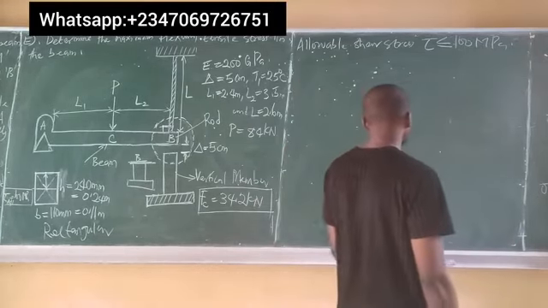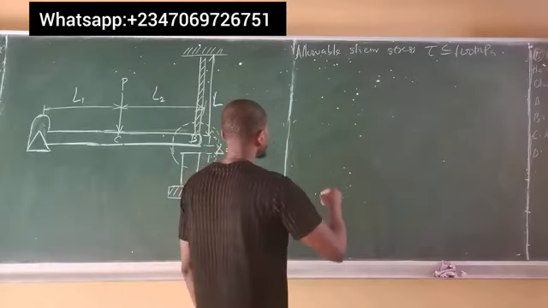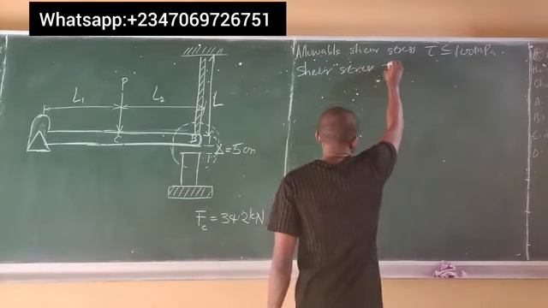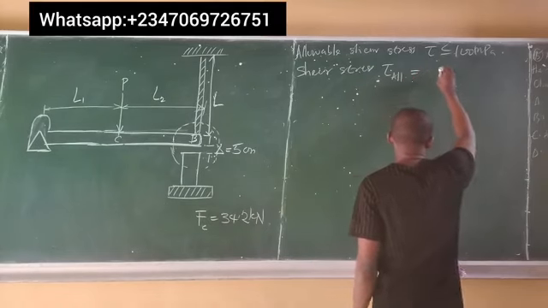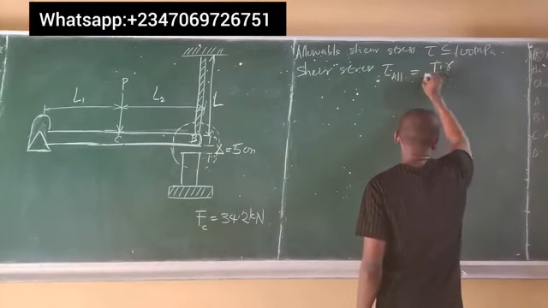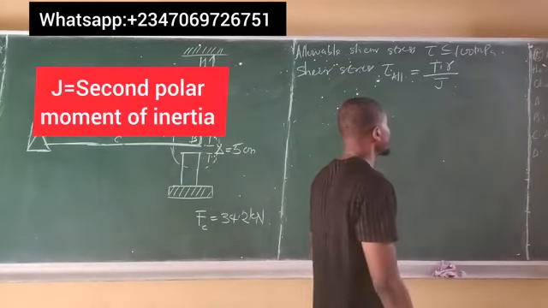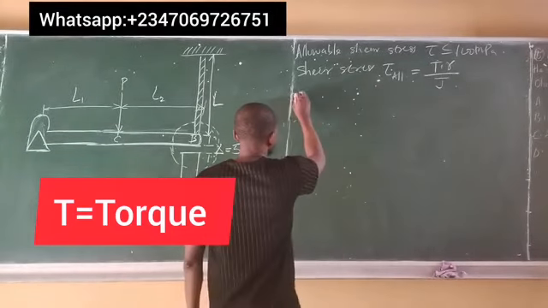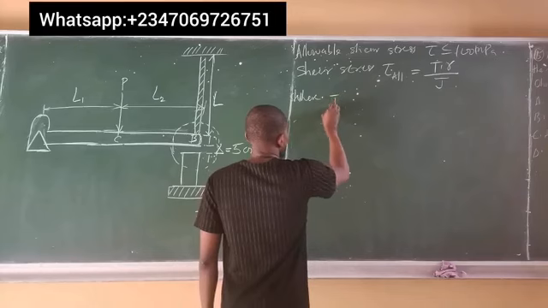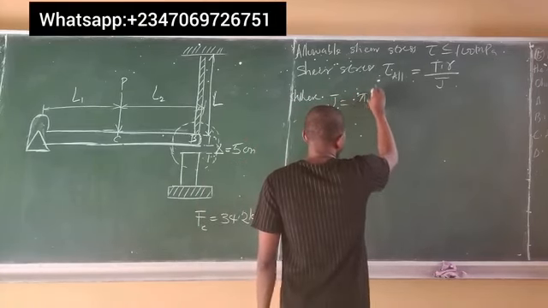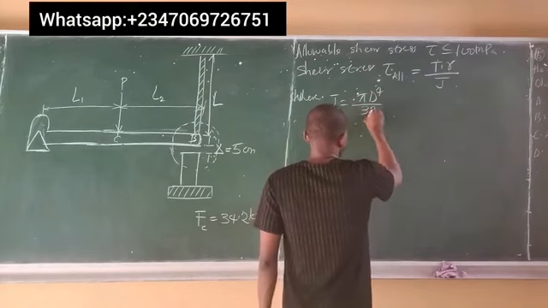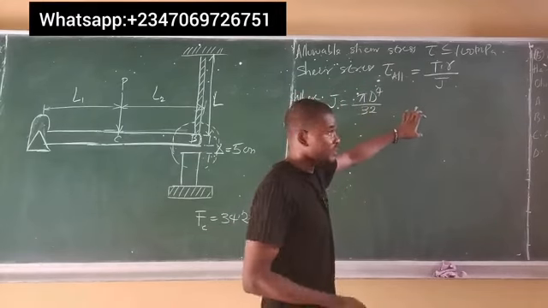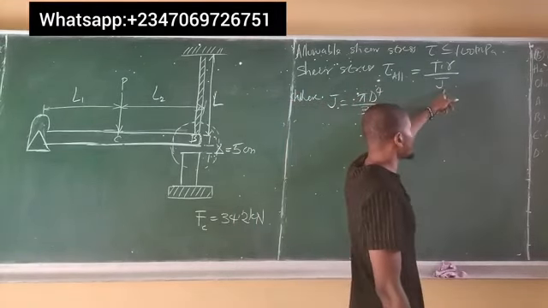If we have this condition and we are asked to find the diameter, we simply make use of the equation for shear stress, which is tau allowable equal to torque times radius all over J, where J is the second polar moment of inertia and T is the torque. The second polar moment of inertia, J, is equal to pi diameter to the power of 4 all over 32. You notice that there's diameter in the second polar moment of inertia. Hence, all we need to do is to solve for the second polar moment of inertia.